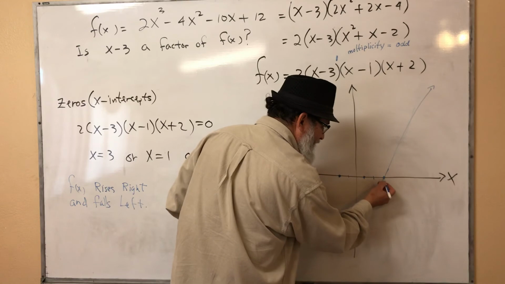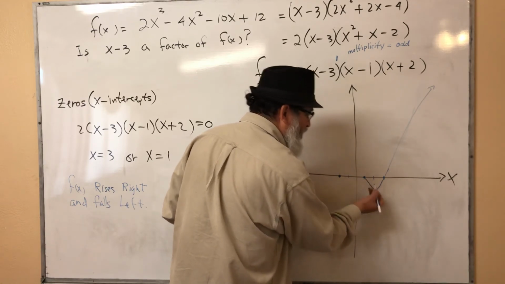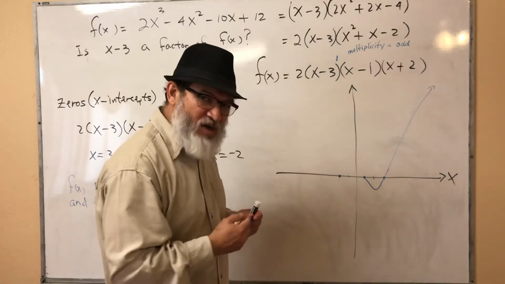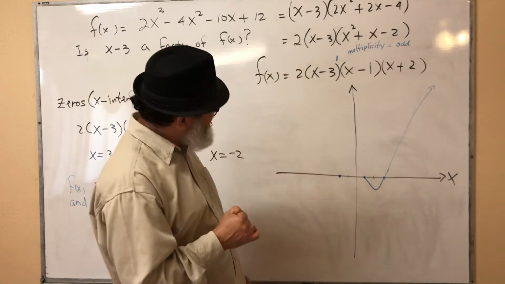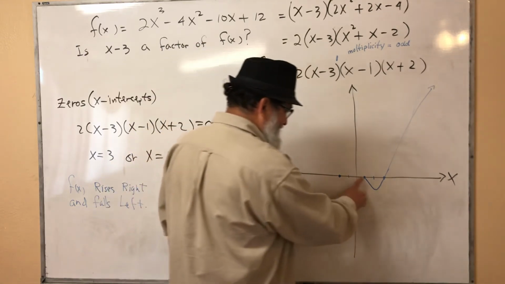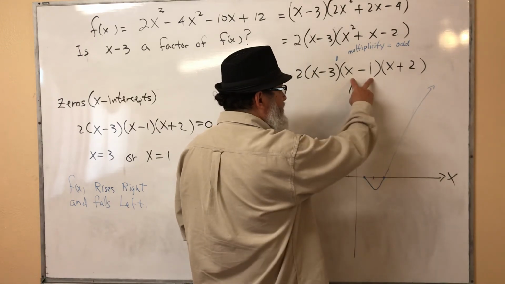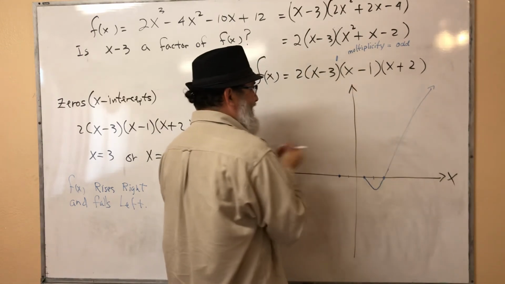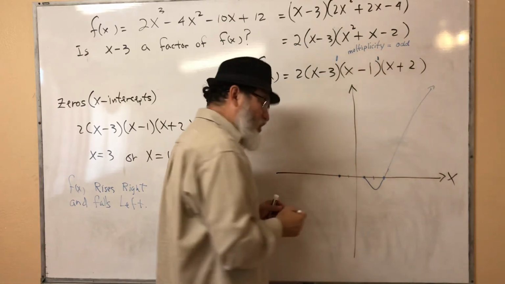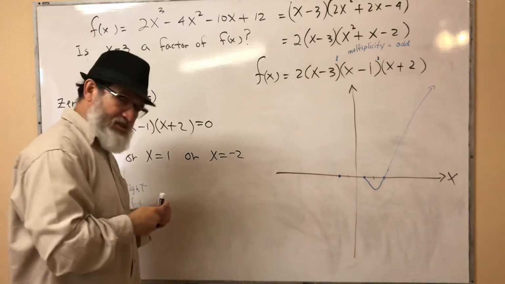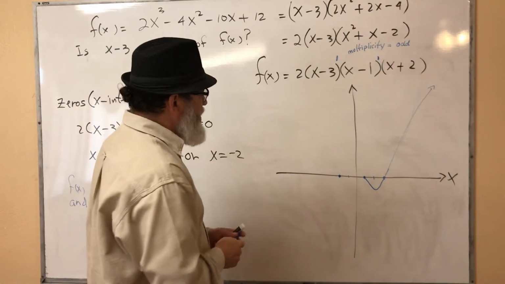But it's going to come down, and then it's going to come back up. And it's going to cross again. Why is it going to cross? Well, it's going to cross because this 1 comes from this factor, and its multiplicity is odd. Look, 1. It crosses. Yes, it does. Then it's going to go up.